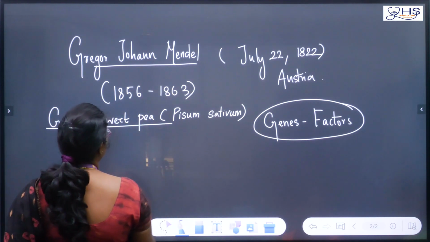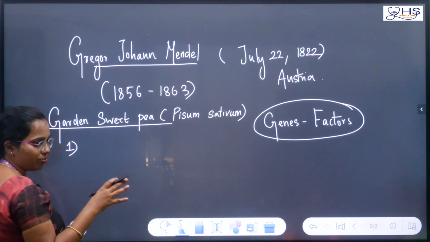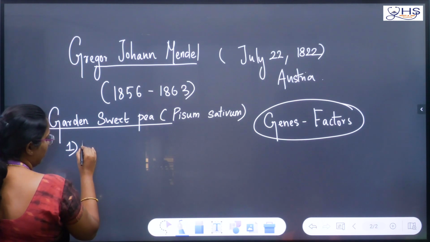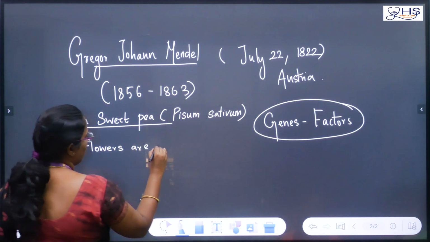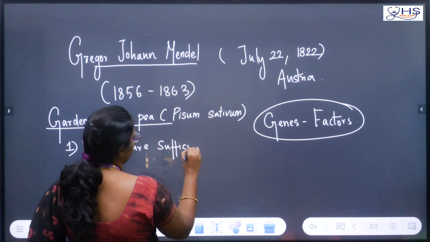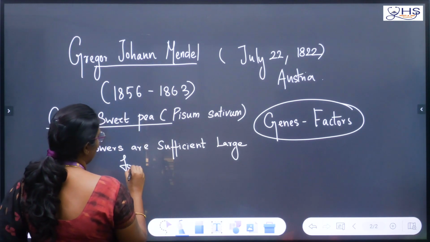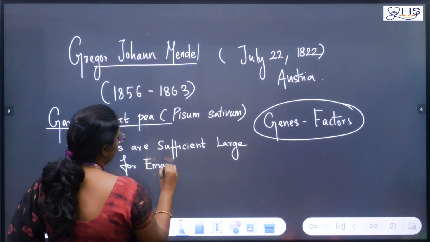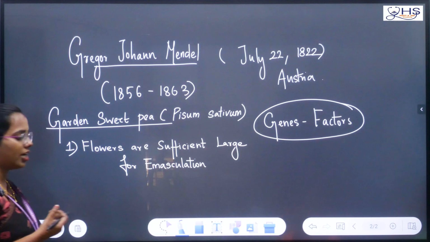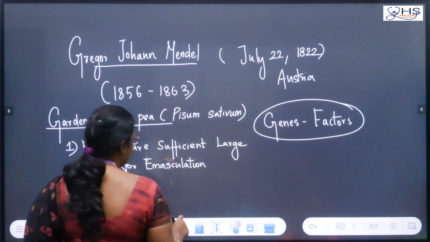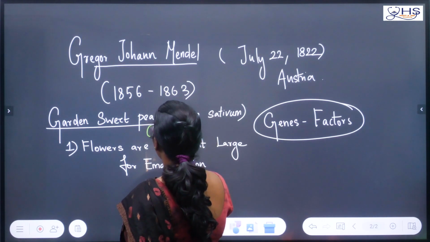And why did he choose this plant? Because of the following reasons. First, the life span of this plant is very, very short, and the flowers are sufficiently large for emasculation. What is emasculation? Removal of anthers. Why did he want to do that? Because Gregor John Mendel was performing artificial hybridization in this plant. What was he performing? Artificial hybridization.